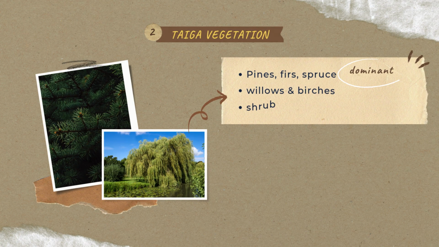So, like what I mentioned a while ago, obviously it does have evergreen trees, or I'm sorry, a forest, and that is noted by pines, spruce, and fir. These are the dominant trees that you can see within the evergreen forest of taiga. We also have willows and birches and shrubs and even herbaceous plants.